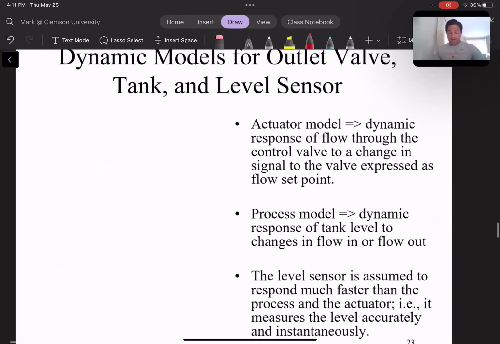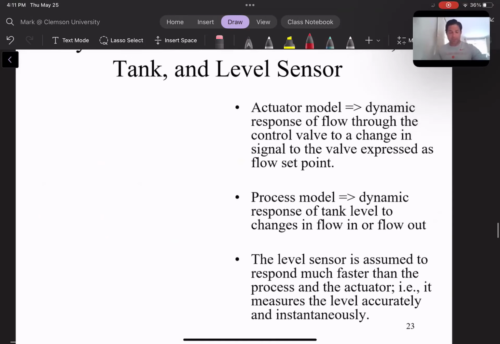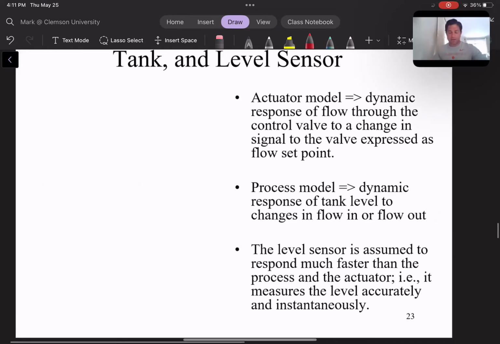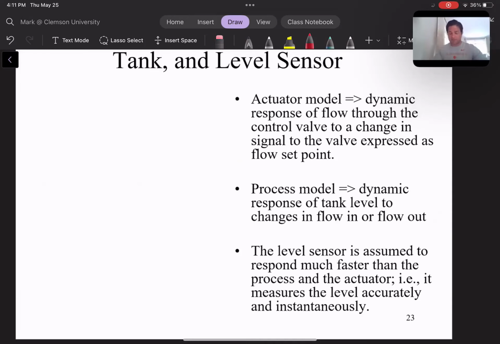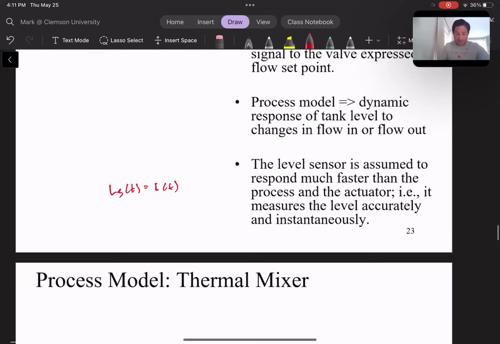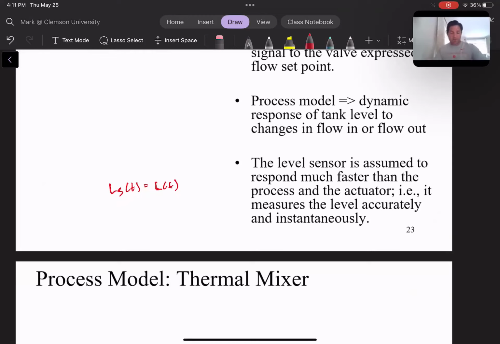Okay, the dynamic models. We talked about these enough already. You can write the dynamic models there. I should say that on this one, the level sensor is assumed to respond much faster than the process, so the sensor measures the level accurately and instantaneously. In that case, we know the level sensor equals the level as a function of t, and oftentimes level sensors respond that way. Okay, that's what that would look like.